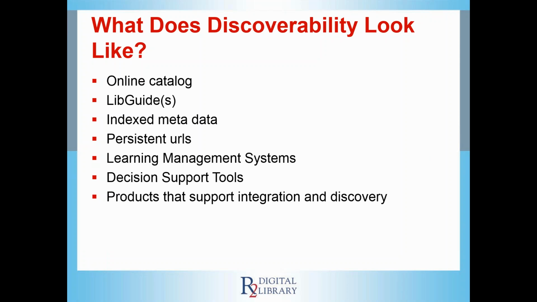So I'm going to wrap it up here in a few moments, just a couple of slides to talk specifically about discoverability and what that looks like in terms of professional and educational information. So again, libraries, we feel, are very well positioned to really take an active role and a leadership role in this component of this new landscape: an online catalog, a LibGuide, indexed metadata, persistent URLs. In an education environment, a learning management system. In a clinical environment, decision support tools, and any product that supports integration and discovery, the ability to allow that user who really doesn't understand or have any knowledge of a license or a publisher imprint, the ability to find the answers that they need in that open, seamless, and connected environment.